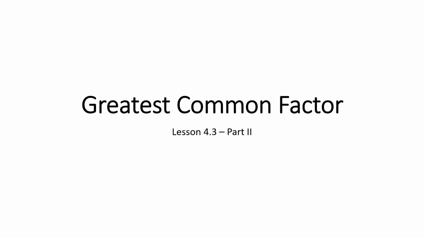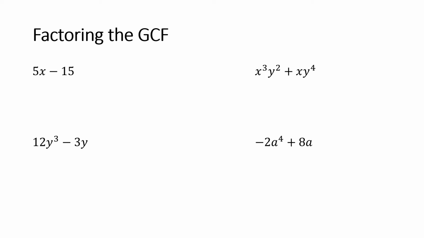In this factoring lesson, we are going to learn about the greatest common factor. Now, the greatest common factor would be the factor that every term has in common. So the essential question you want to ask yourself is, what are all of my terms divisible by? If you take a look at our first example here, we have 5x minus 15. Well, what are 5 and 15 both divisible by? They're both divisible by 5.